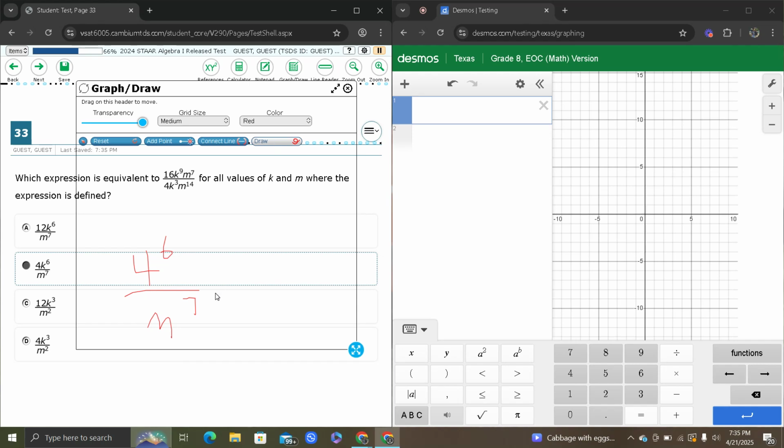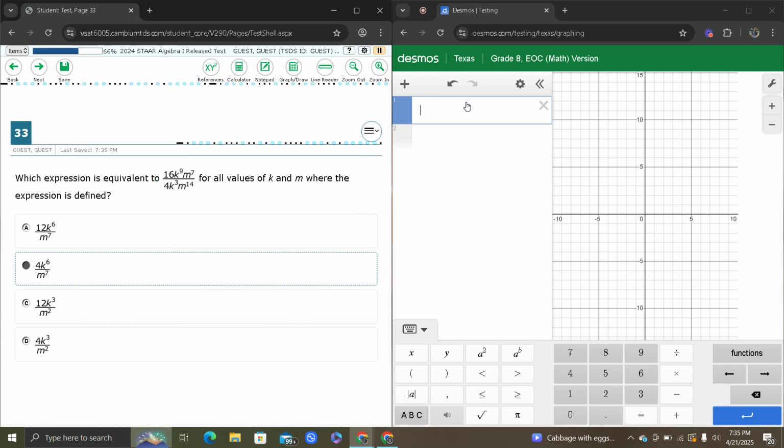So how can you check this? All you do is turn the expression into a graph: 4x to the 6 times x to the 7. You replace the k's and m's with x's, and then you see if they match, okay? Let me show you what I mean. So we're going to do 16x to the power of 9, and then you have... sorry guys.